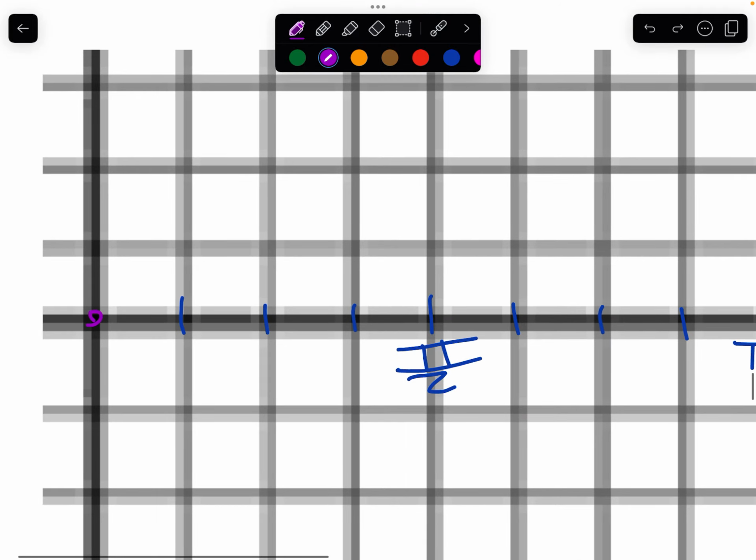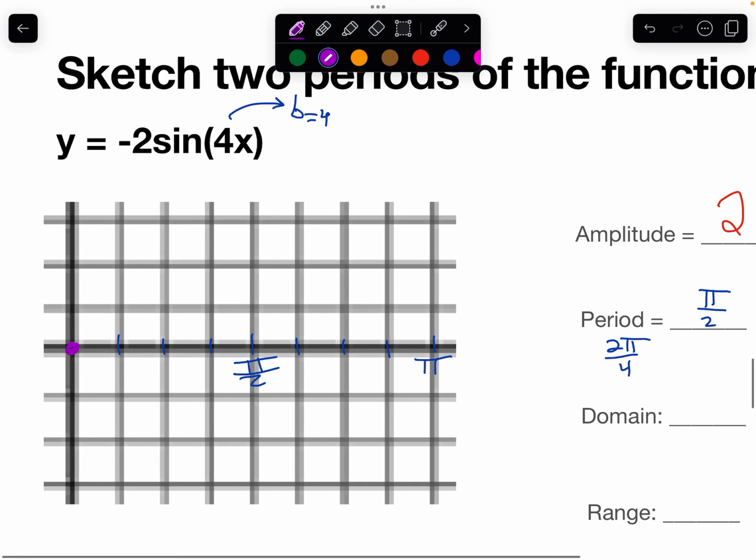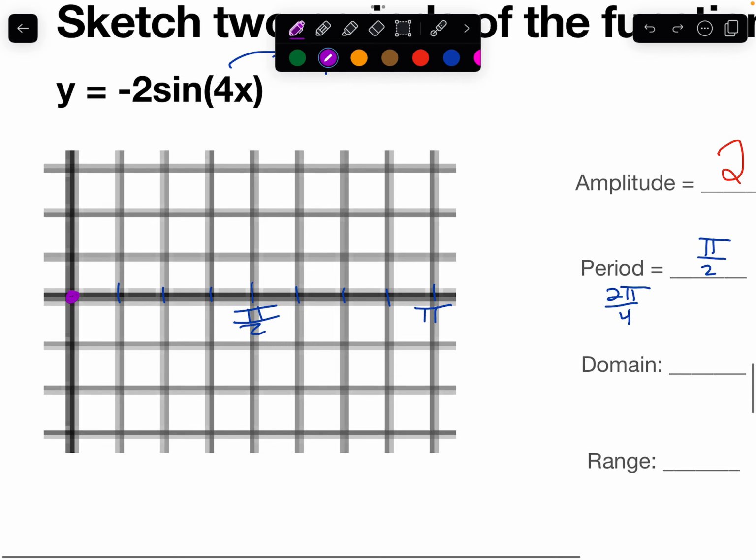Sine of 0 is 0, so our sine wave will start here. Okay, now to follow our sine pattern here, normally we would head up to the maximum here, but we have this reflection in front, so we're going to head down to the minimum, and with an amplitude of 2, that will be down at negative 2. Now we just follow our sine wave pattern to graph 2 periods of this function.